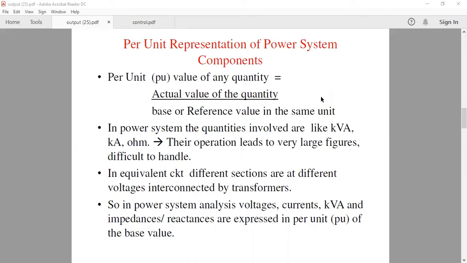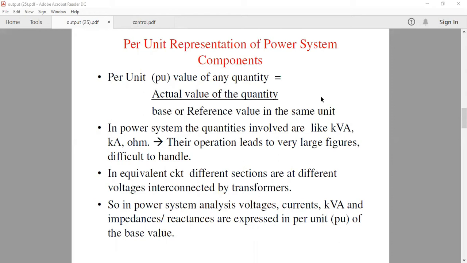So if you analyze the system on a common platform, that is, if we have an entire system on a common platform, it needs us to have a common base of the system. So that's why, for convenience in the analysis, we have a per unit representation technique of the power system components, especially per unit, that is pu value of any quantity is given by its actual value of the quantity divided by base or reference value in the same unit.